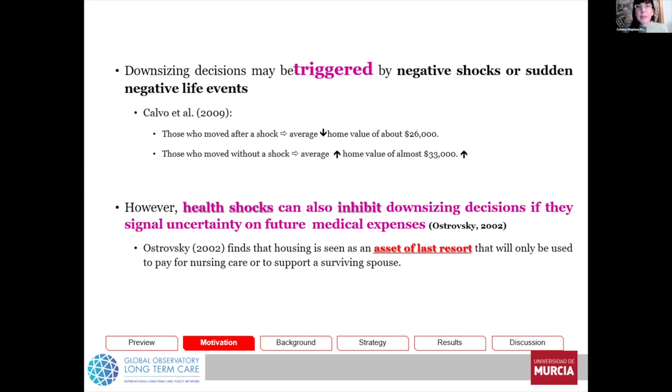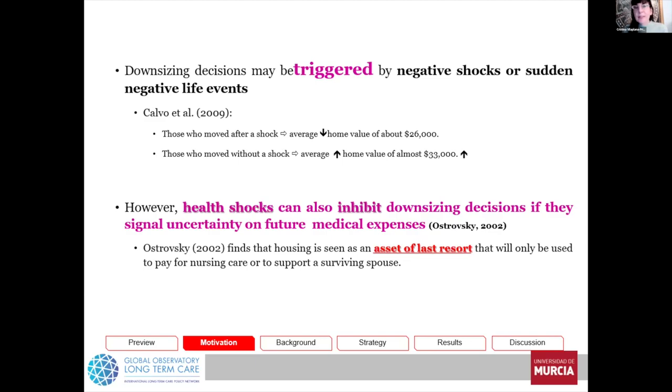For example, in a paper by Calvo and others in 2019, they observed that those who move after a health shock experience an average decrease in home value of about $26,000, as opposed to those who move but without suffering a health shock. And in this case, they move to another household with a higher value, around $33,000 more expensive. However, we could think the other way around. Health shocks can also inhibit downsizing decisions if they signal uncertainty on future medical expenses.